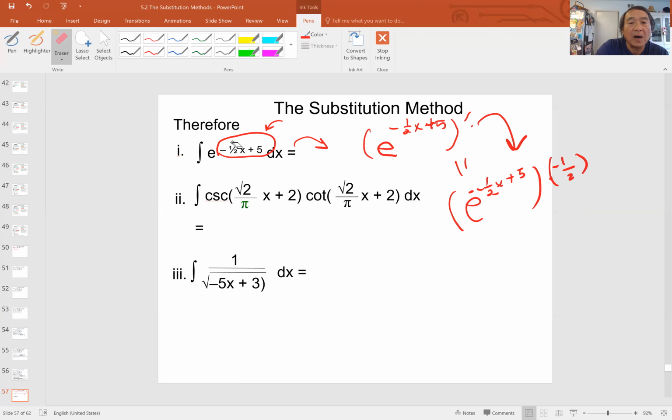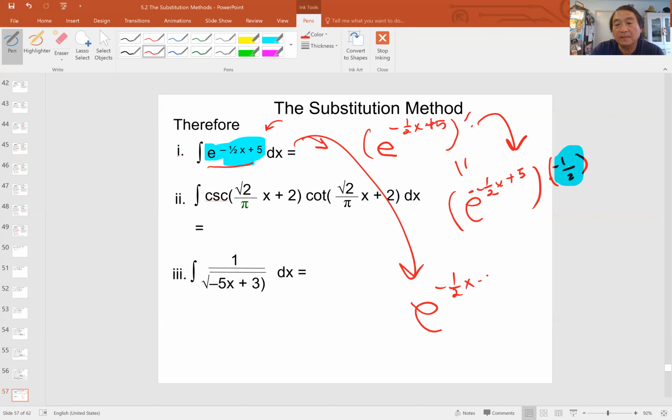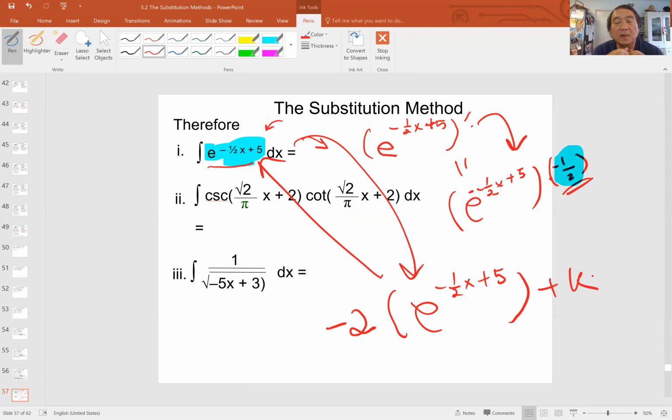But right now, the problem does not have that minus 1/2 in there. So in other words, if I want to take the derivative to get to my problem, I have to adjust the answer e to the minus 1/2 x plus 5. I have to multiply by minus 2, to cancel out the minus 1/2. So when I take the derivative, I will get precisely that. So for a linear substitution, I can just take the integral, take the answer, and then adjust the constant to get the final answer.